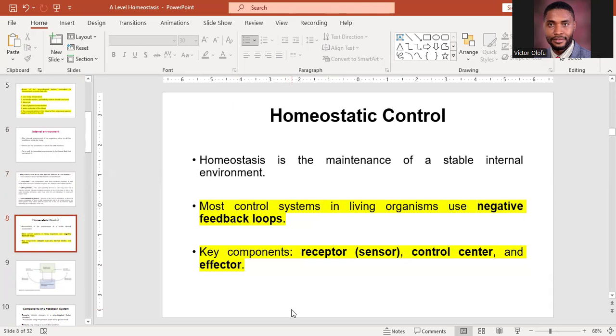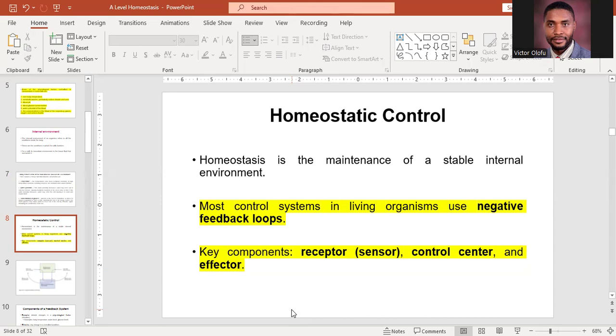Now, homeostatic control is usually by the negative feedback mechanism. There are two types of feedback. A feedback is your response to an action. For example, a teacher can teach in a class, and after teaching, he will ask to get a response from his learners. So that's a feedback. So in the biological world, there's also a feedback. When there is a change, when a factor or a stimulus is detected, how the organism will respond to it.